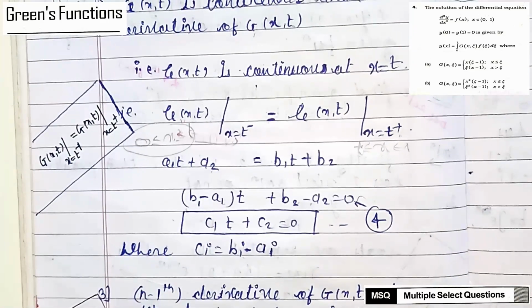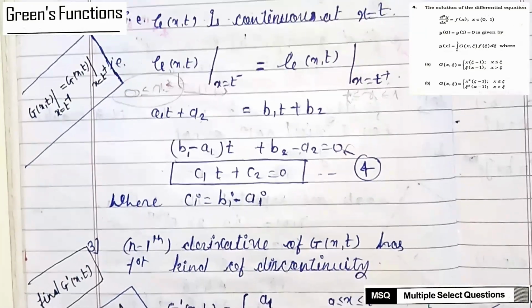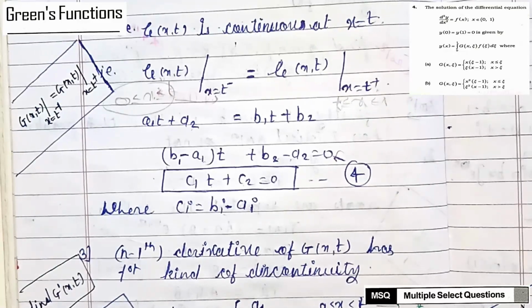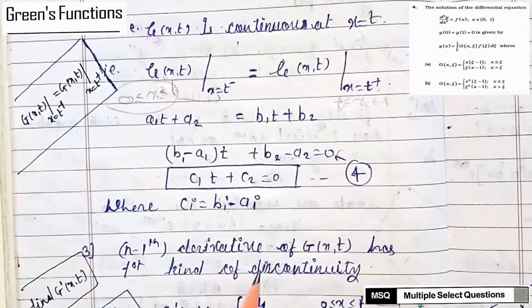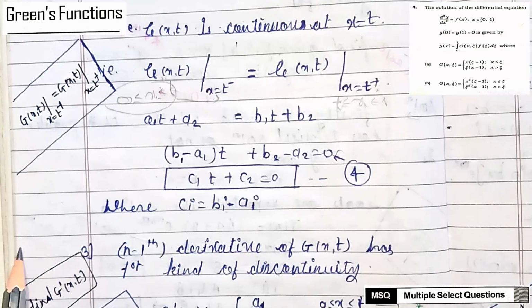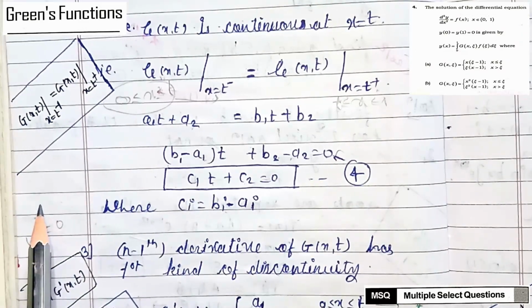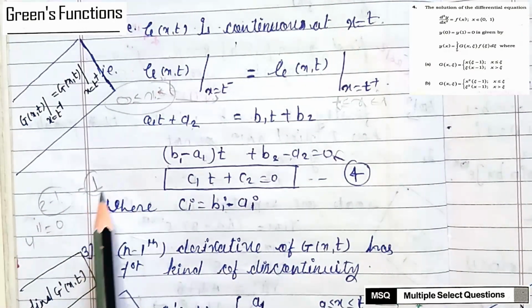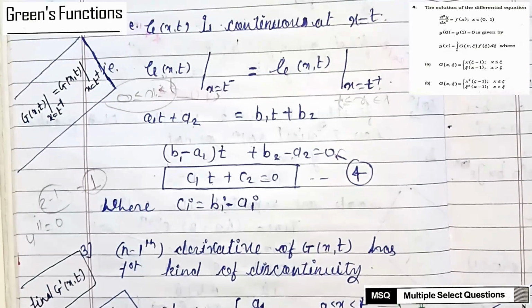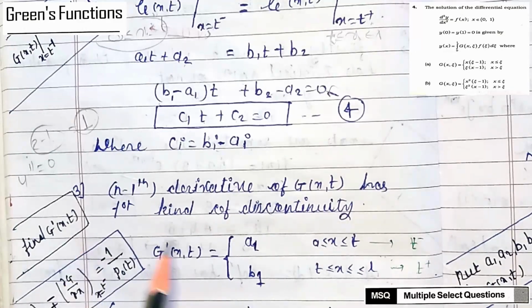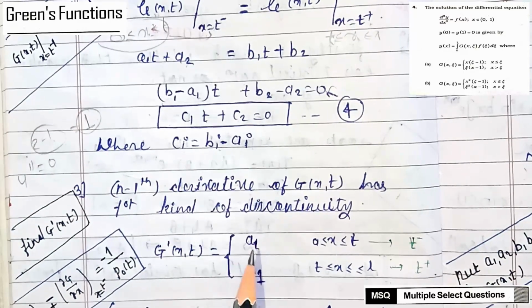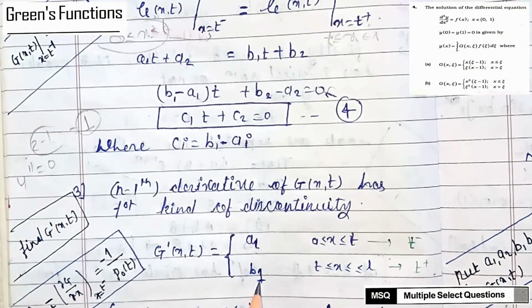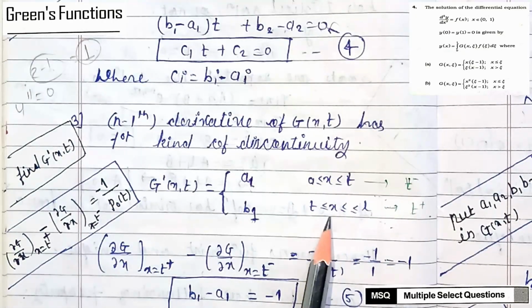Now the second step. What do we do in the second step? We take the (n − 1)th derivative of g(x,t), which has a first kind of discontinuity. That means, since y'' = 0 and n = 2, 2 − 1 means we have to differentiate our g(x,t) one time. As we have g(x,t) = a1x + a2, differentiating with respect to x we get a1 and we get b1. The condition 0 ≤ x ≤ t, t ≤ x ≤ 1 remains the same.